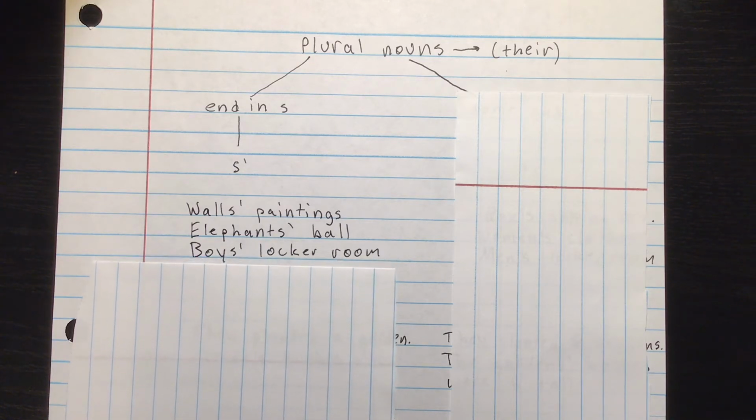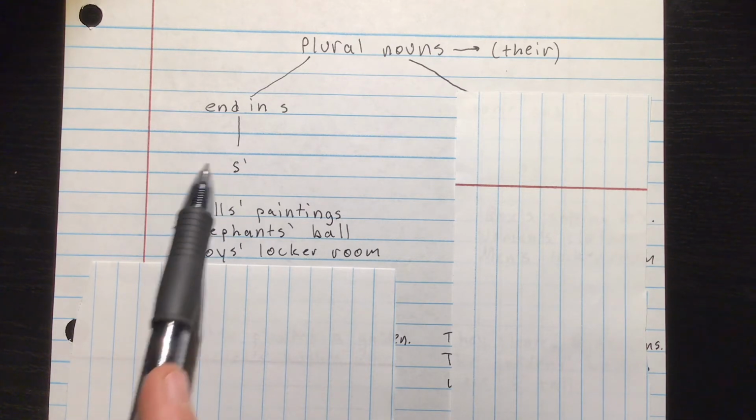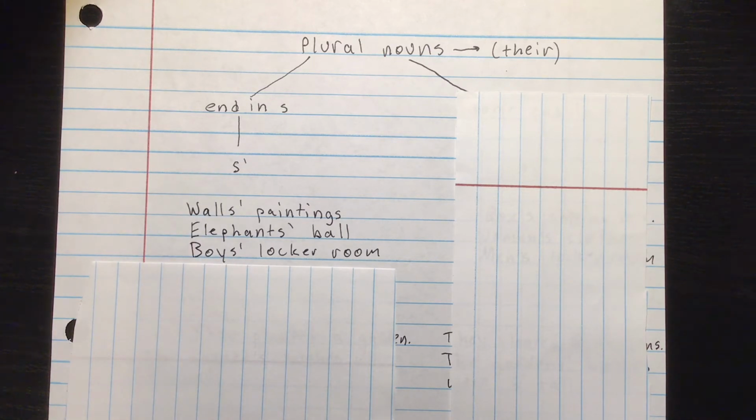And if it is a bunch of boys owning a locker room, it would be the boys' locker room, as in their locker room. Boys, apostrophe, locker room. So that's with plural nouns that end in S, which is most plural nouns, like calculators, paintings, skis, clocks, anything like that. You just stick an S on the end to indicate ownership. With those, you have S apostrophe. Easy enough.